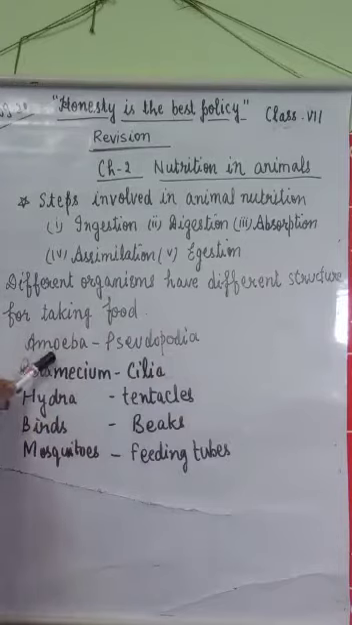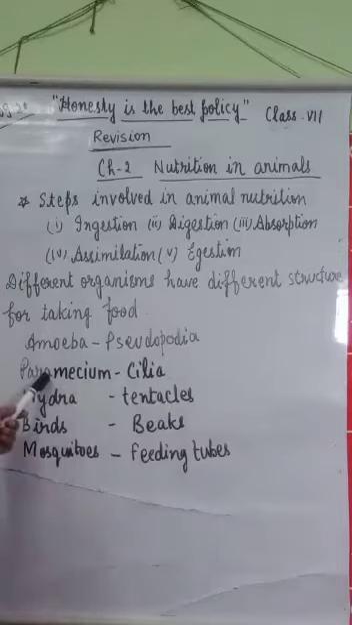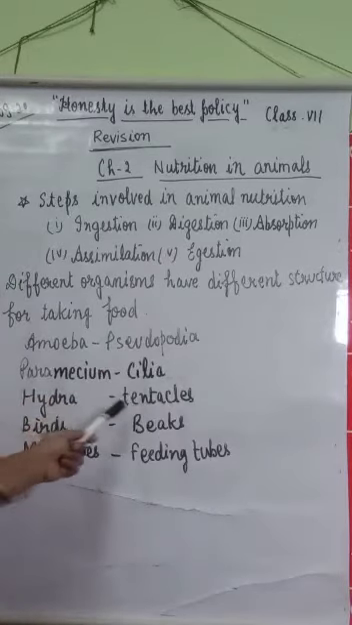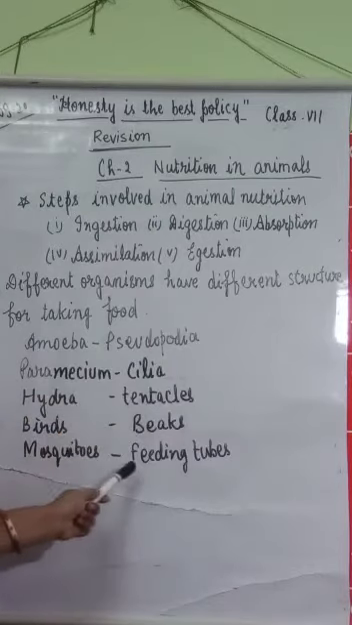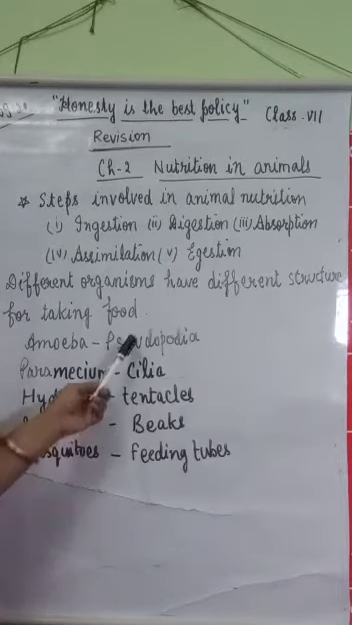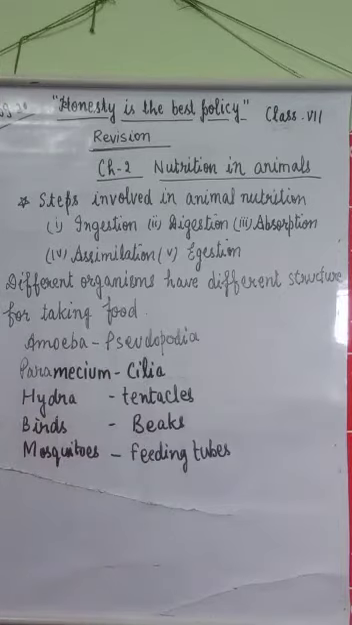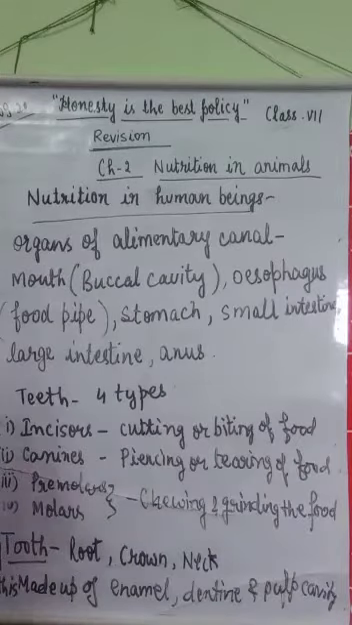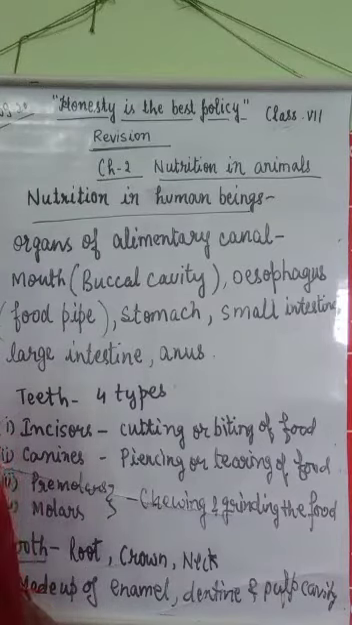Like amoeba has pseudopodia to capture food. Paramecium has cilia. Hydra has tentacles. Birds have beaks, and mosquitoes have feeding tubes. So these are some different structures for taking food in different organisms. Some animals take in food through their mouths. Human beings, like other animals, also take in food through their mouths.